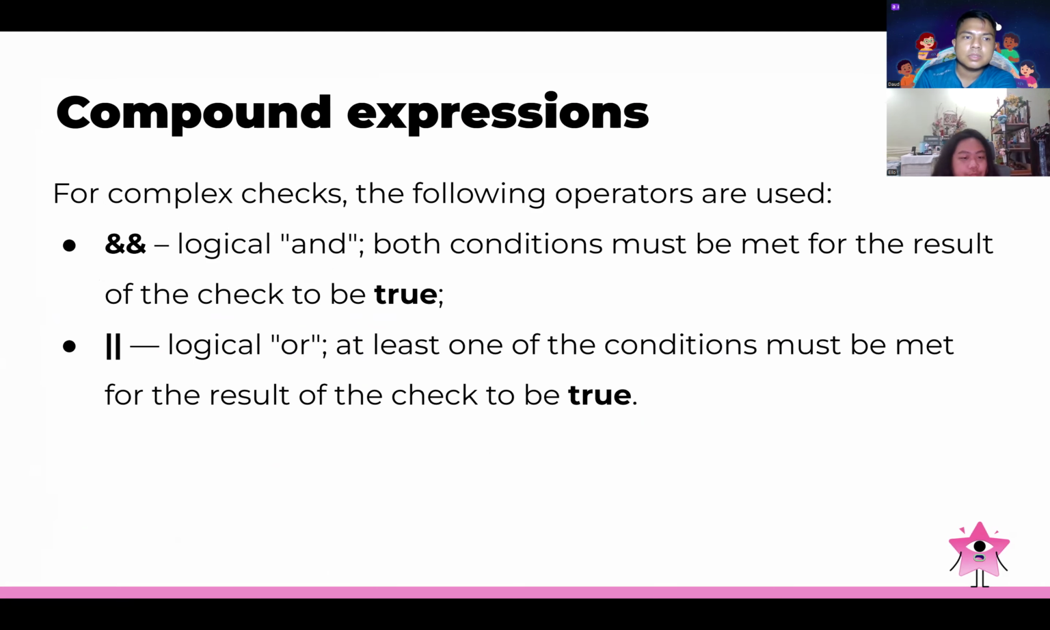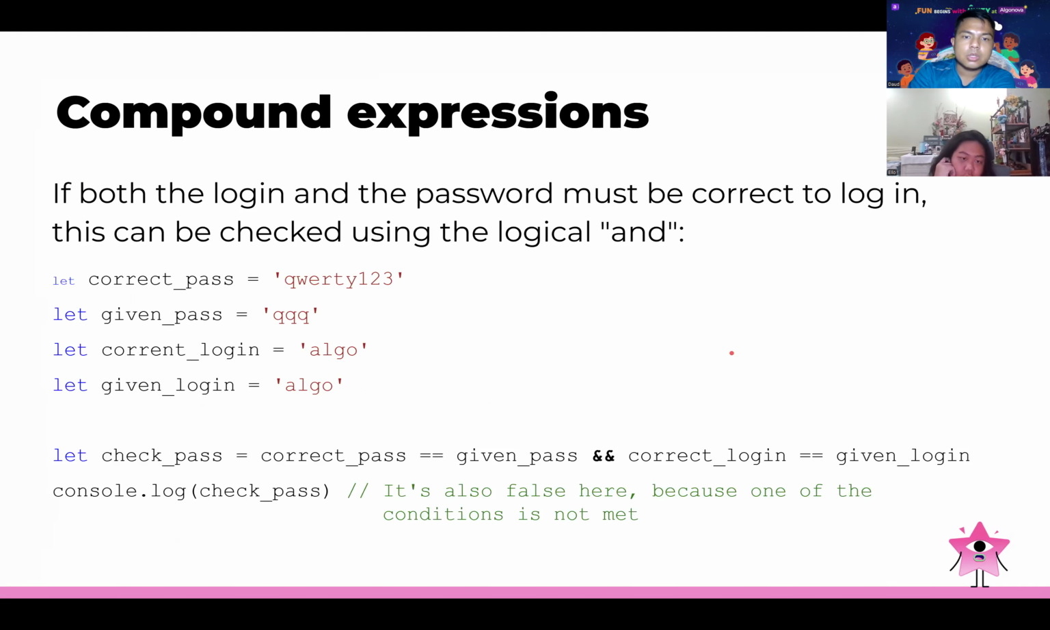Now, for the logical and also logical or, it's different. You're using double ampersands for and, and double pipe for or. So, for example, if you want to use the and operator, just put double ampersands.